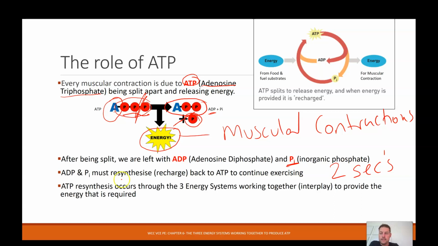So we need to do this thing called resynthesis, or resynthesize our ATP from ADP and Pi. We need to recreate it back into ATP. That's what we're going to be exploring through this. We're going to be looking at how our 3 energy systems can help to put that back together, can help to resynthesize it, and how they work together to do that, which is the interplay.